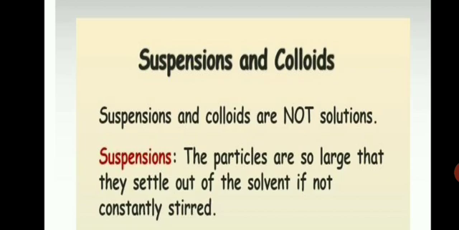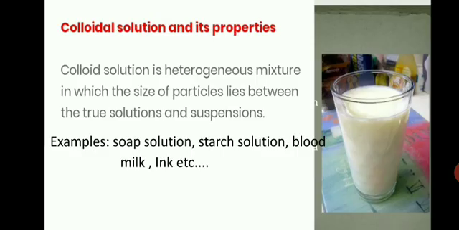So let us look at how it differs from colloids. So what is a colloid? We can define colloids as a heterogeneous mixture in which the size of the particles lies between the true solution and a suspension. So a colloid is a kind of solution. Which kind of solution? It is a heterogeneous mixture and it is intermediate between true solution and suspension.